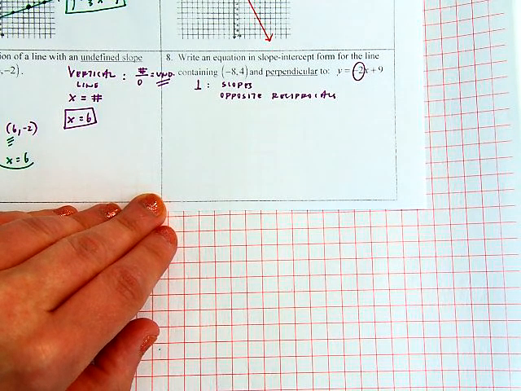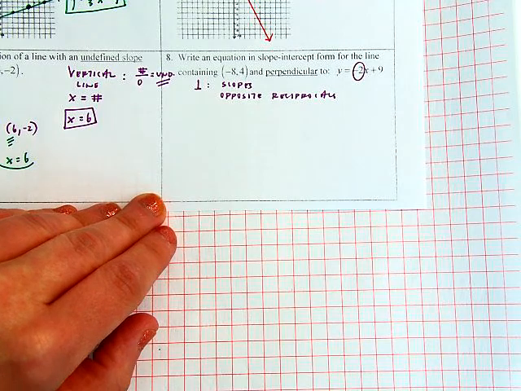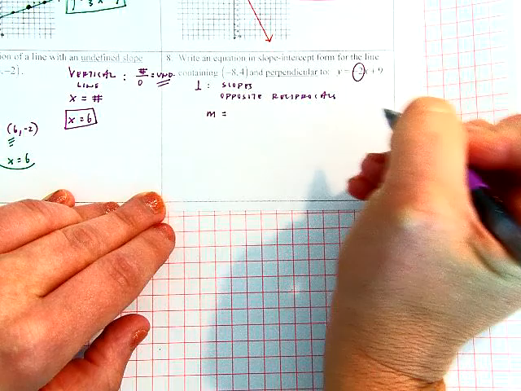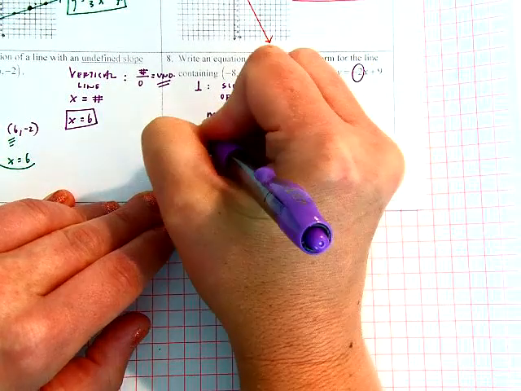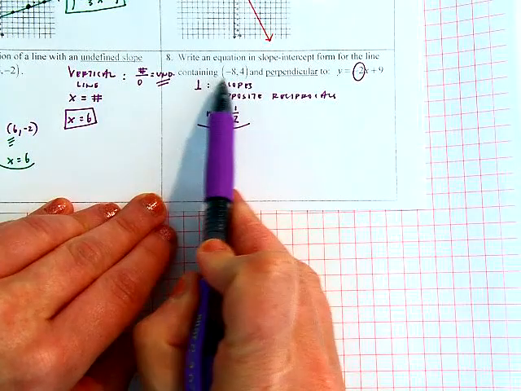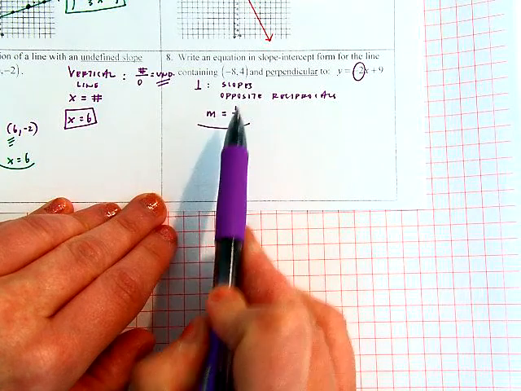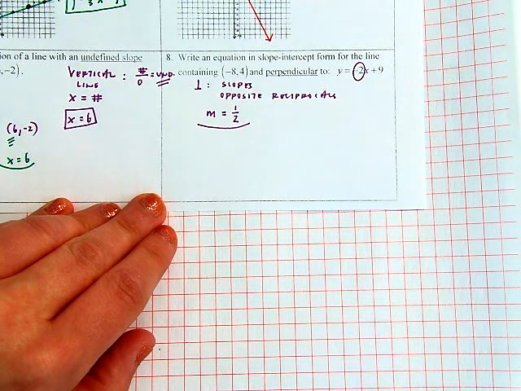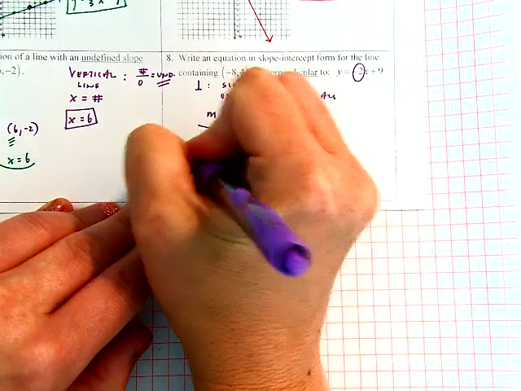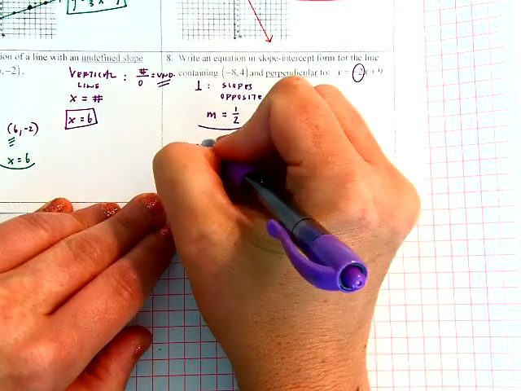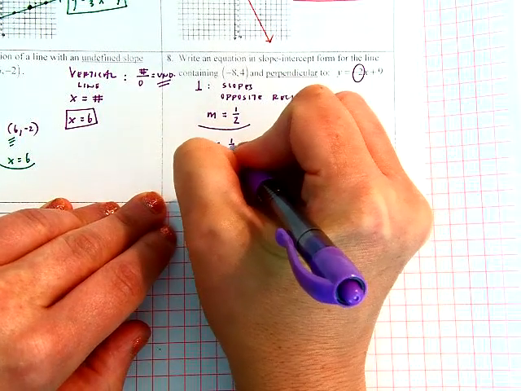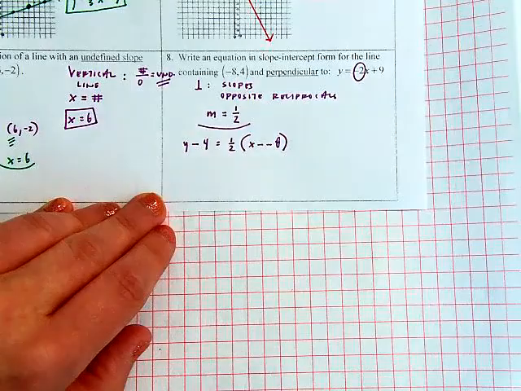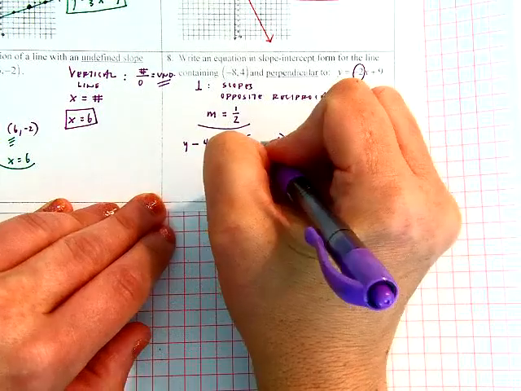So if I take that -2, I'm going to make it positive, flip it, becomes 1/2. So my new slope will be 1/2. And then I'm given a point right here, it contains this point, and now I know what the slope is, 1/2. So I'm going to go point slope to slope-intercept form. So y minus 4 equals 1/2 parentheses x minus -8. When I subtract a negative, it goes to a positive.